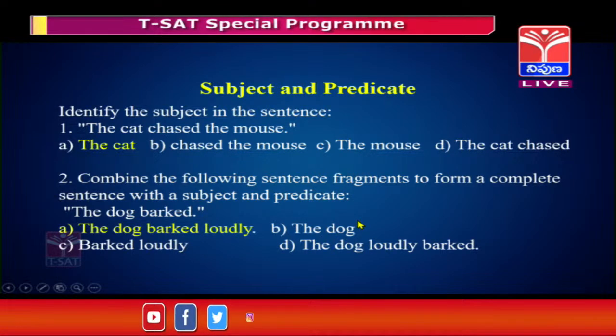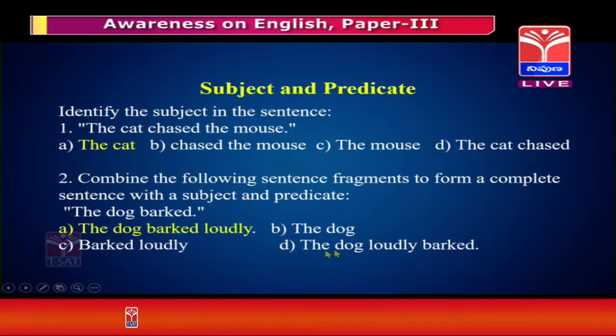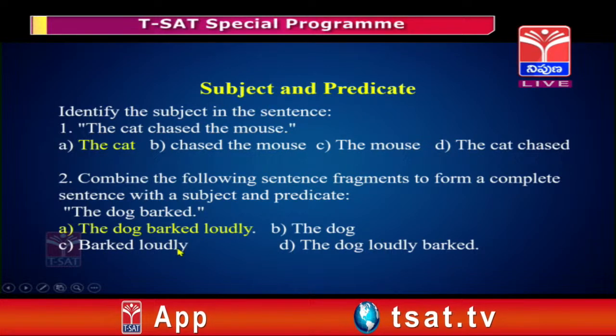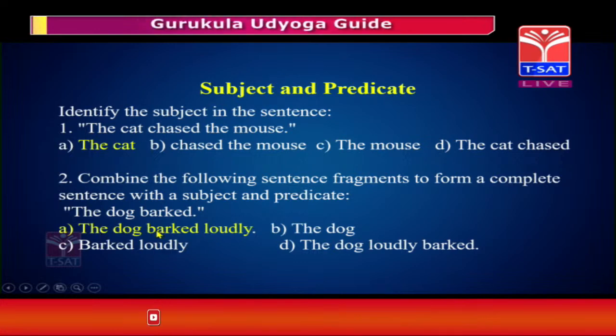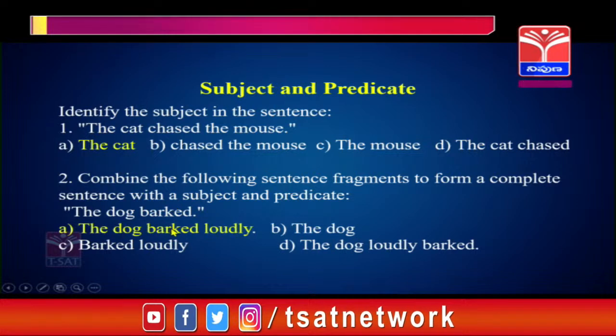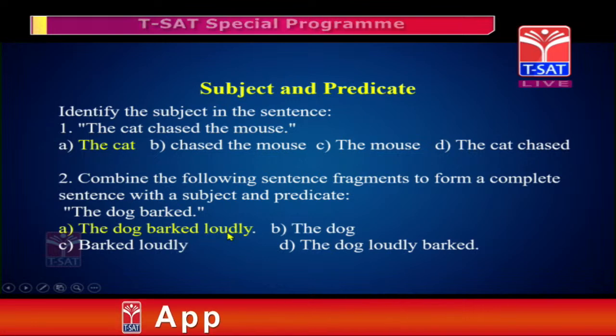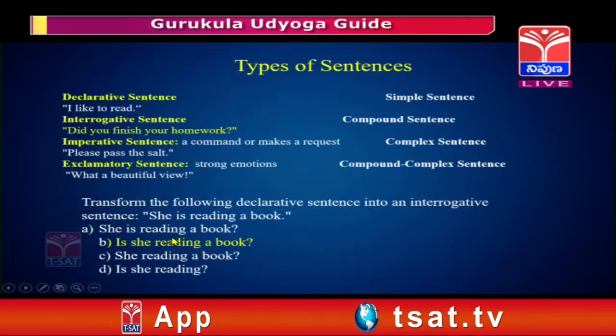So you can eliminate this option. The dog loudly barked, but here this is not in the correct formation of the sentence. So this also you can eliminate. Barked loudly, only the predicate is given. But if you can see, the dog barked loudly: this is the subject and this is the predicate which is given to us, and how it completed the action is also given to us. So this could be the right answer.